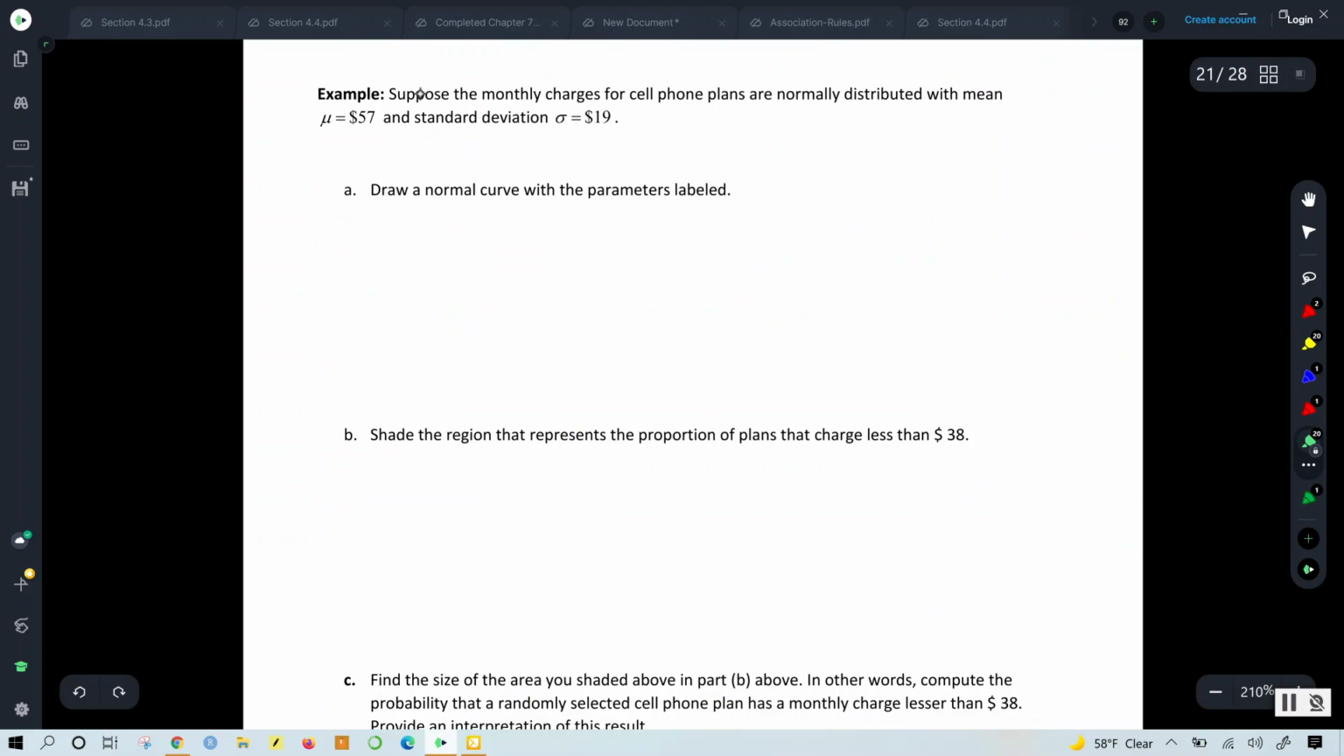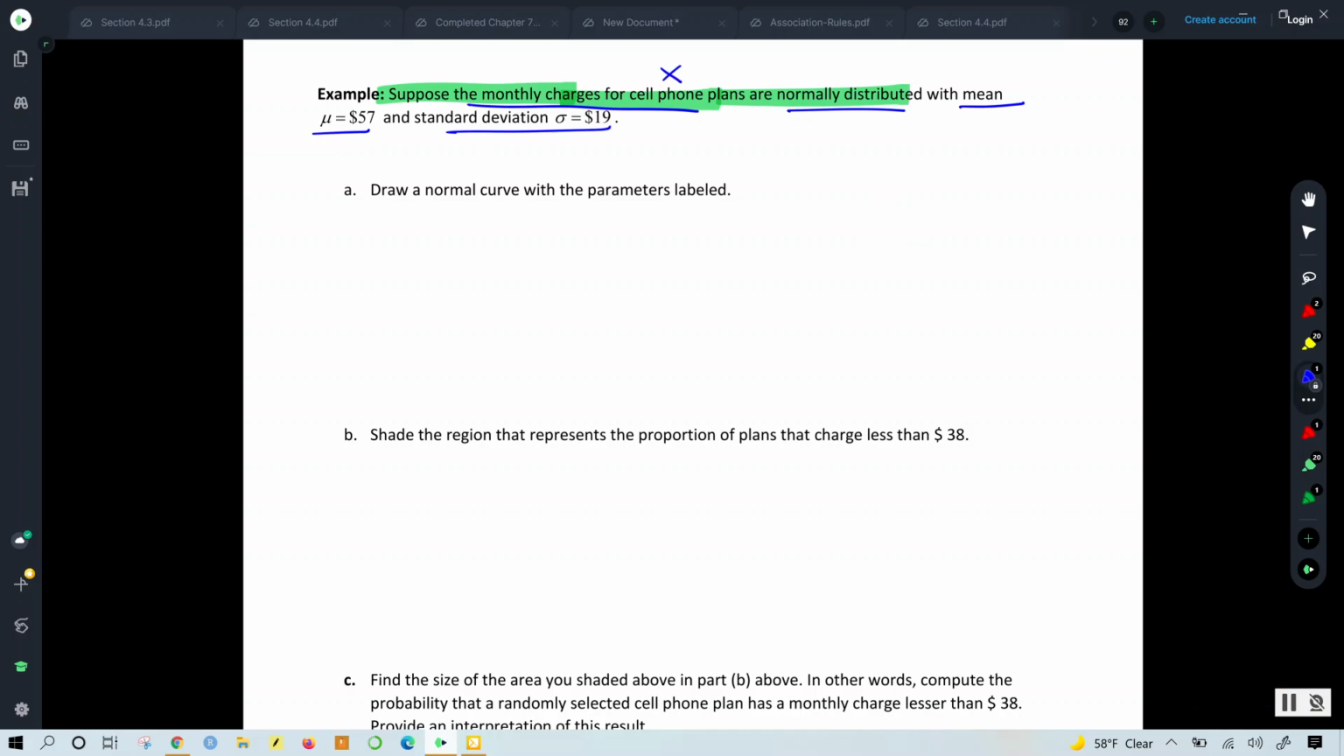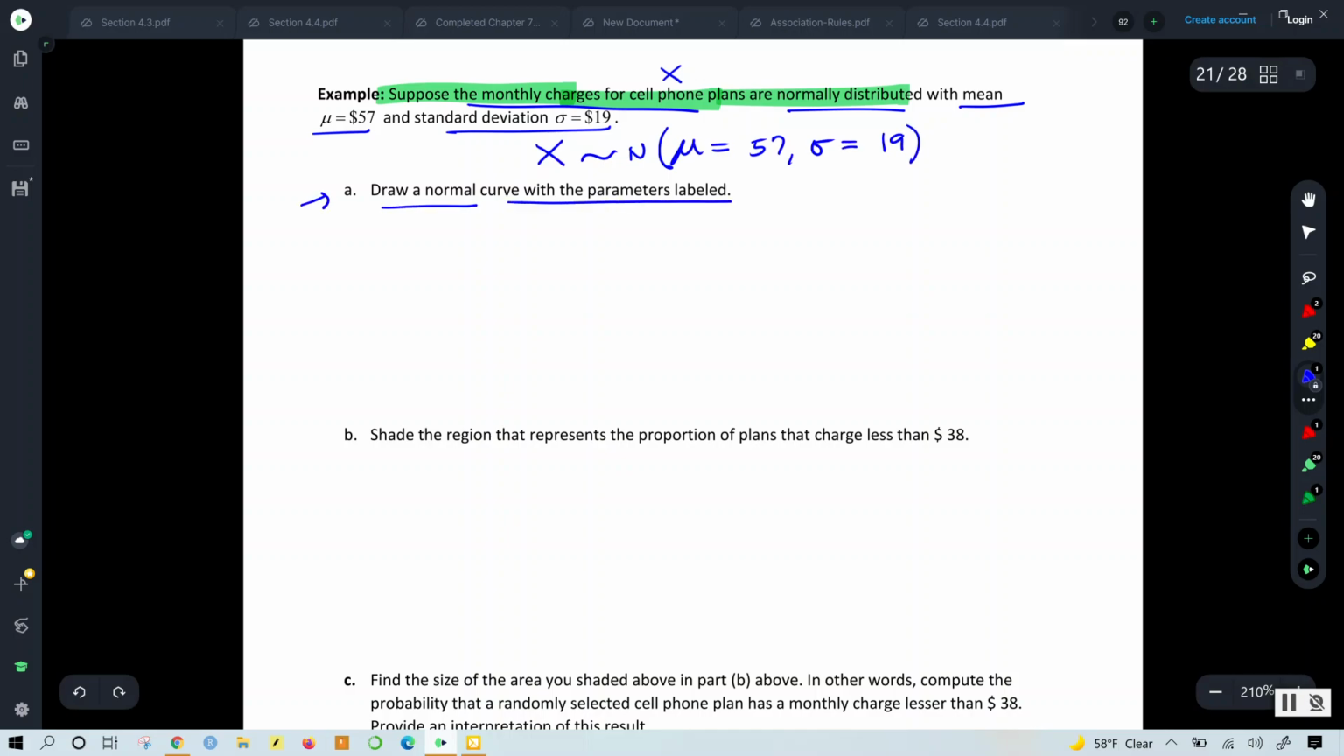In this example, we are told that suppose the monthly charges for cell phones are normally distributed. So that means the random variable of interest, x, is normally distributed with a mean of $57 and a standard deviation of $19. I will write x having the normal distribution. The mean is 57. Standard deviation is 19. Question A. Draw a normal curve with the parameters labeled. I'll draw my normal curve and I'll locate the mean of 57 and the standard deviation is 19.